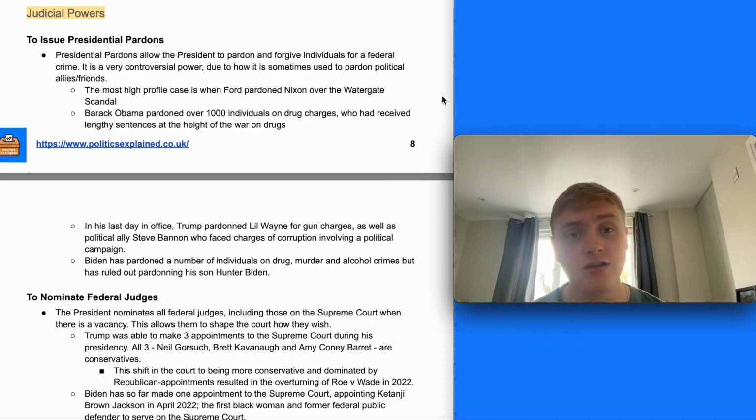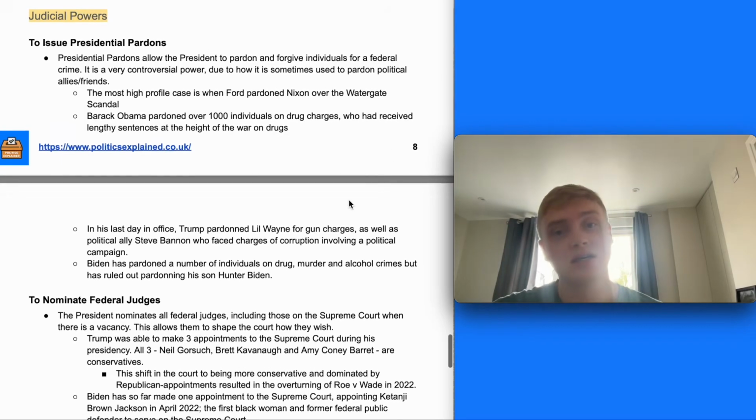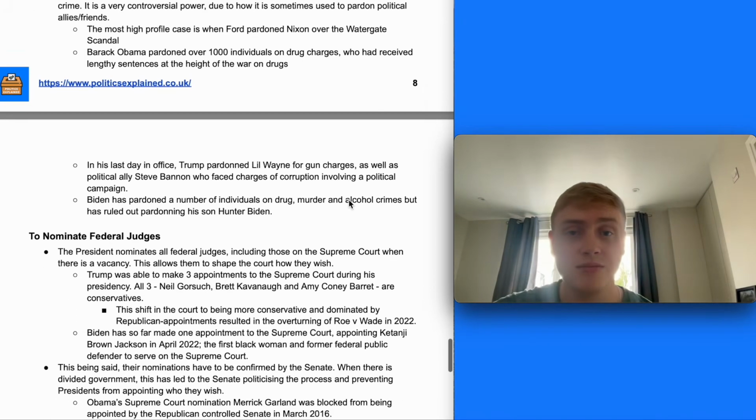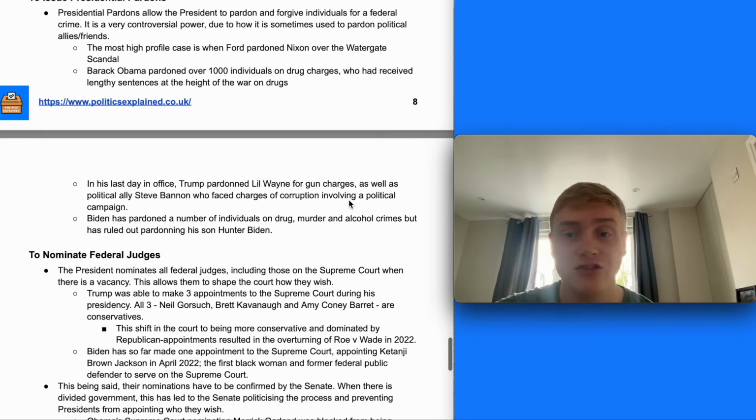Obama pardoned over 1,000 individuals on drug charges who had received lengthy sentences at the height of the war on drugs, a lot of them just for possession. And in terms of political allies, Trump pardoned political ally Steve Bannon, who faced charges of corruption. Biden hasn't yet made loads of pardons, or any kind of politically significant ones, but he has pardoned a number of individuals on drug, murder, and alcohol crimes. And he's ruled out pardoning his son, Hunter Biden, effectively, if he is arrested and charged with a crime.